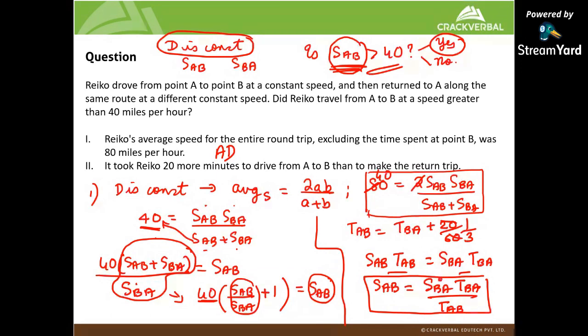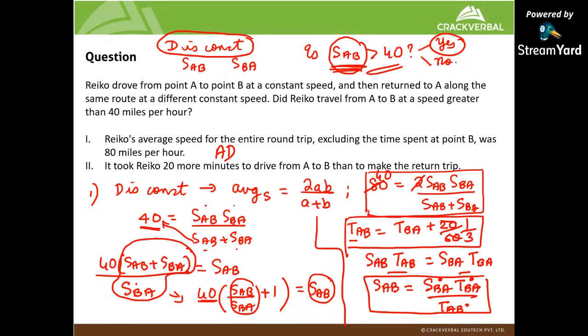I'm free to take any value I want for SBA, and I'm free to take any value I want for TAB and TBA, because I know this relationship that TAB is TBA plus 1 by 3. So if I can take any values for those two, I know that the value of SAB can be greater than 40 or it can be less than 40. For example, if I take SBA to be 40 itself, and TBA is equal to 1, so 40 into 1 divided by 1 plus 1 by 3, which is 4 by 3. So clearly you're going to get a value which is less than 40.